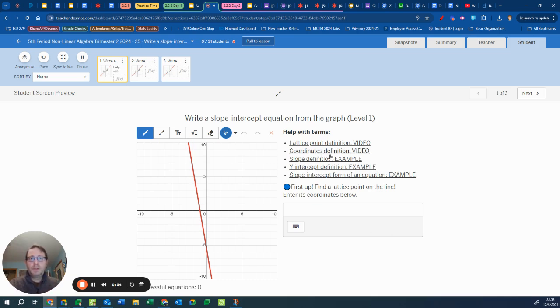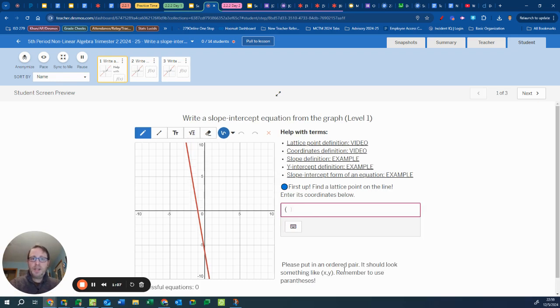So, some useful things. There are 5 links here with terms that are often difficult or misunderstood, or we just don't know yet. So when you run into that, please use these resources. For example, when it says first up with this blue circle, my directions, find a lattice point on the line. If I think to myself, I don't know what a lattice point is, then click on the lattice point definition video. When I do think I know what a lattice point is, I'm going to start.